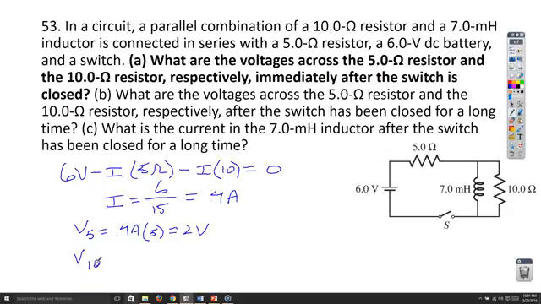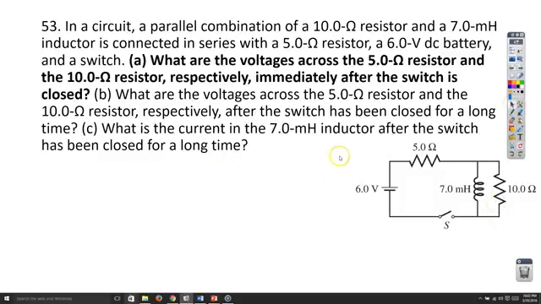And then the voltage across the 10 ohm resistor would be 0.4 amps, the same current because the 2 resistors are in series. We're not worried about this thing in parallel. We're just worried about the current in these 2 things. So 0.4 amps times 10 ohms would be equal to 4 volts. So that's immediately after the switch is closed, so we know that no current has been accumulated here, and that's why we can say the current is the same in each one of those.